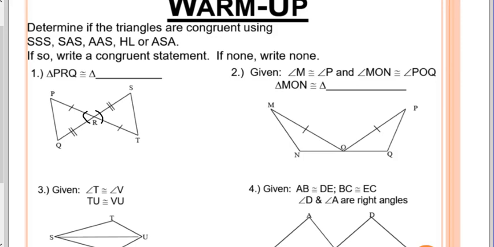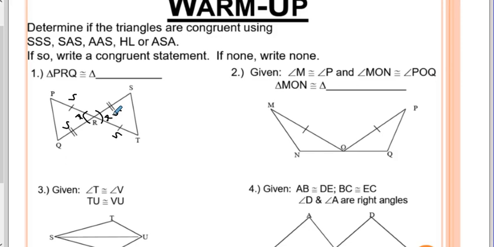Okay, so we mark the angles congruent. Now we label. We have A here, sorry, S. We have a side here, we have an angle here, we have a side here. See if it matches. 1, 1, angle, 2, 2. So we have SAS. So we follow order, PRQ.